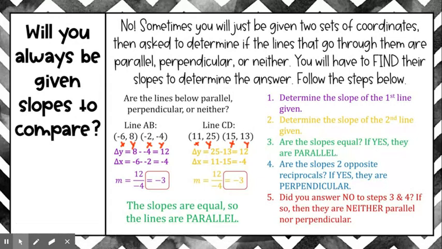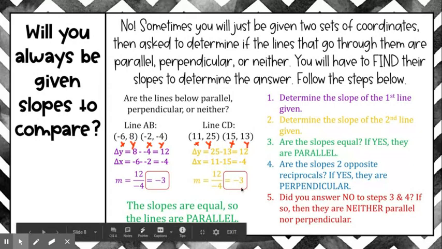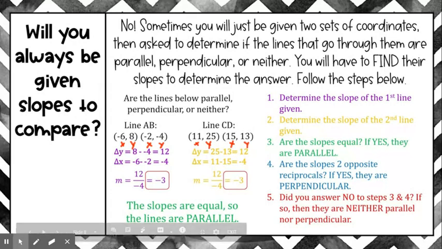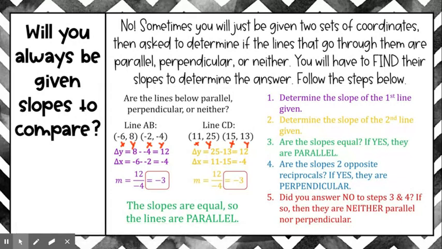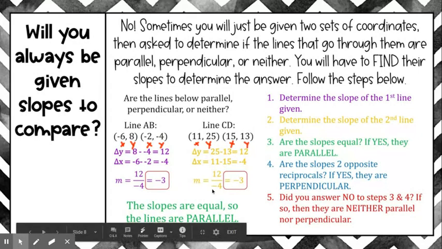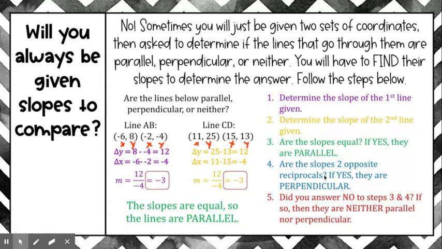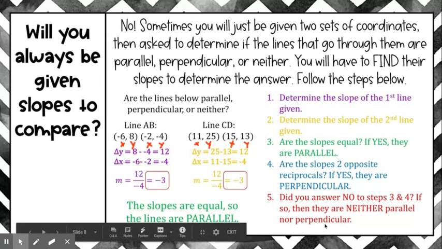If they are, the lines are parallel. Well, is negative 3 equal to negative 3? They sure are. If they were not equal, we would ask ourselves the second question. Are they opposite reciprocals? If they are, the lines would be perpendicular. And if you answer no to 3 and 4, they're neither parallel nor perpendicular. But this one, they are parallel because they have equal slopes.